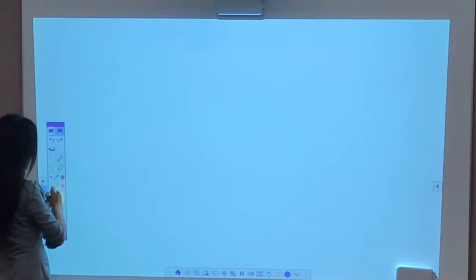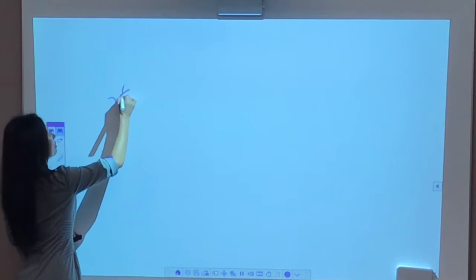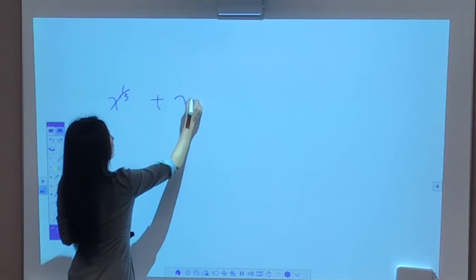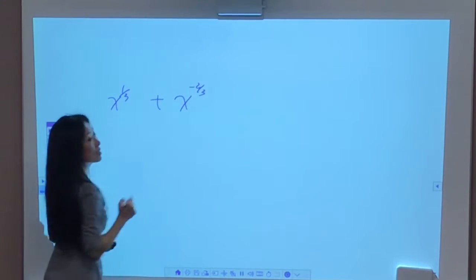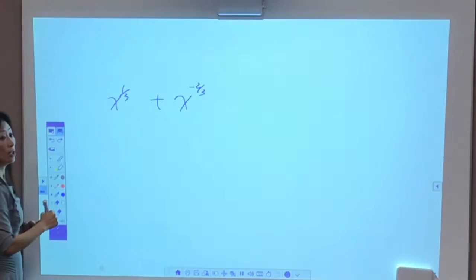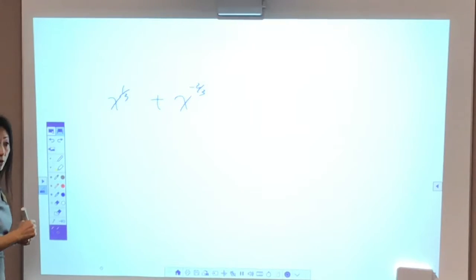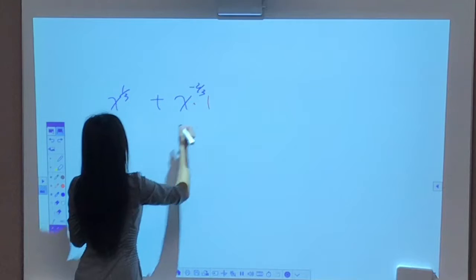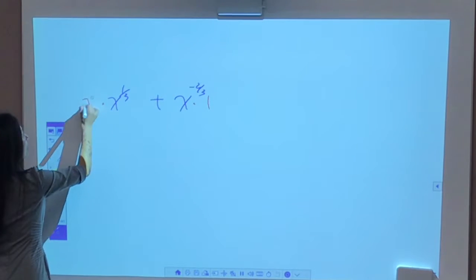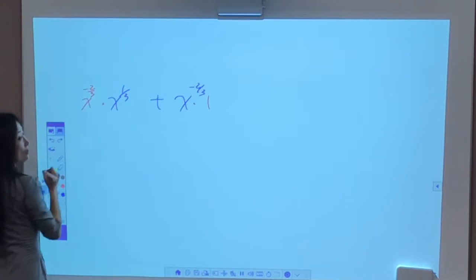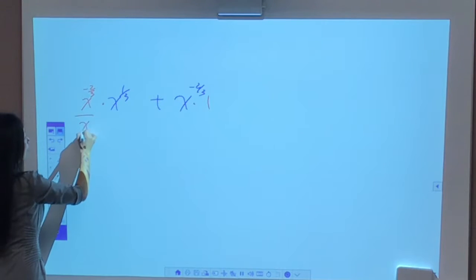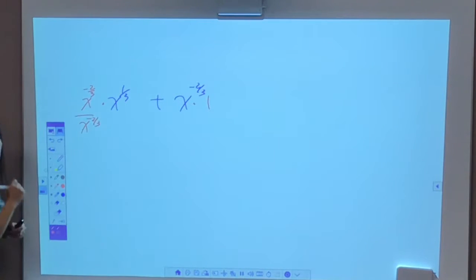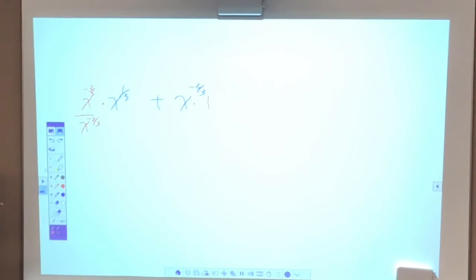This is easy. I'm doing it one more time. X to the 1/3, and the other one is x to the negative 2/3. I want to factor out negative 2/3. Are you with me, class? I chose to factor out this, so I need to multiply this by 2/3 and divide by 2/3. Is everybody with me? Because I chose to factor out negative 2/3.